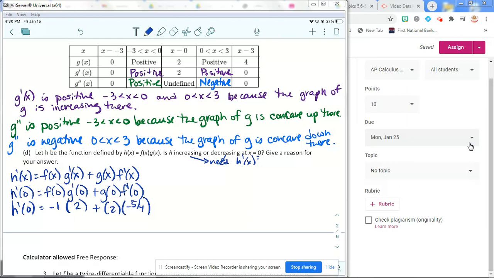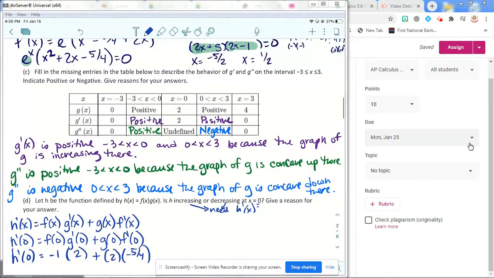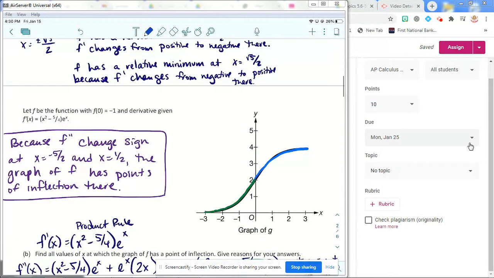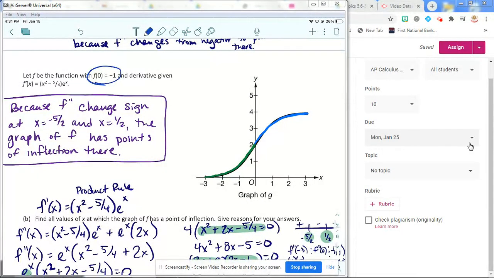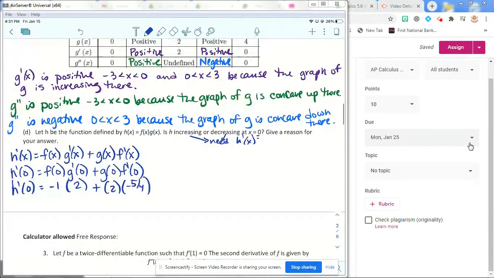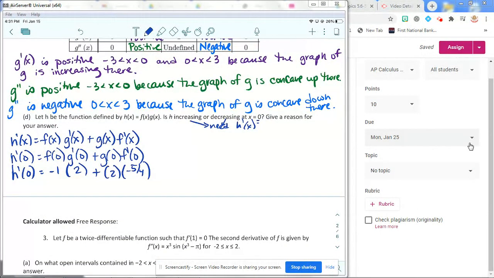All right, so for the G, it's pretty easy because it's right there on the table for us. For F, we need to go back and look at some things. So F of 0, we're told, is -1. And then for F prime of 0, you would need to plug in 0 for X. You don't necessarily have to show that work. But if you're confused about it, I want to do it real quick. All right, so 0 minus 5/4 is -5/4, and e to the 0 is 1.